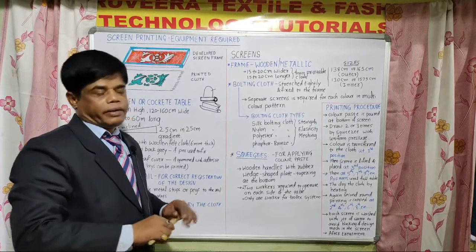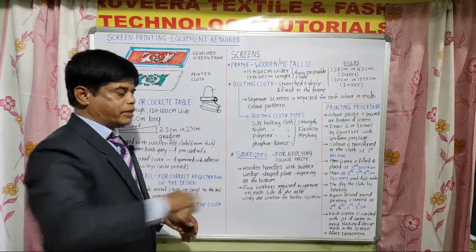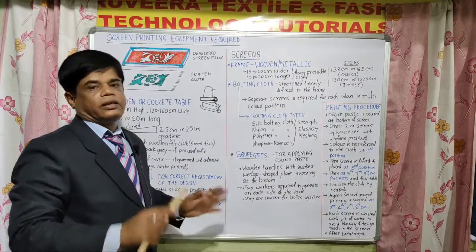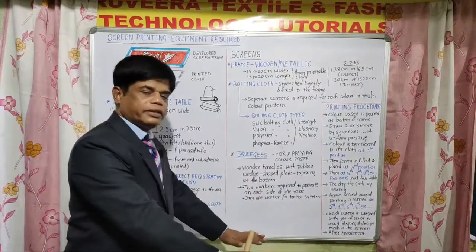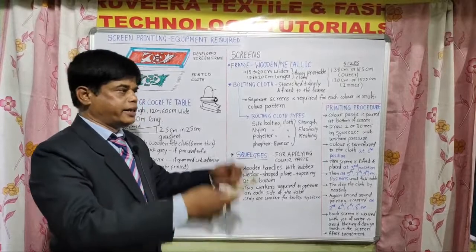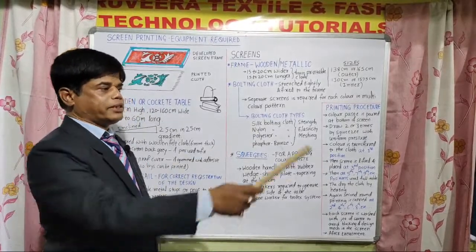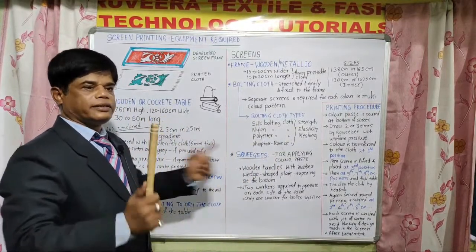This is how technology is nowadays. All the printing and movement of the squeegees is automatic. You only place the t-shirts or the cloth, and suppose there is 10-color printing, the same machine will have 10 screens, automatically changing the colors.